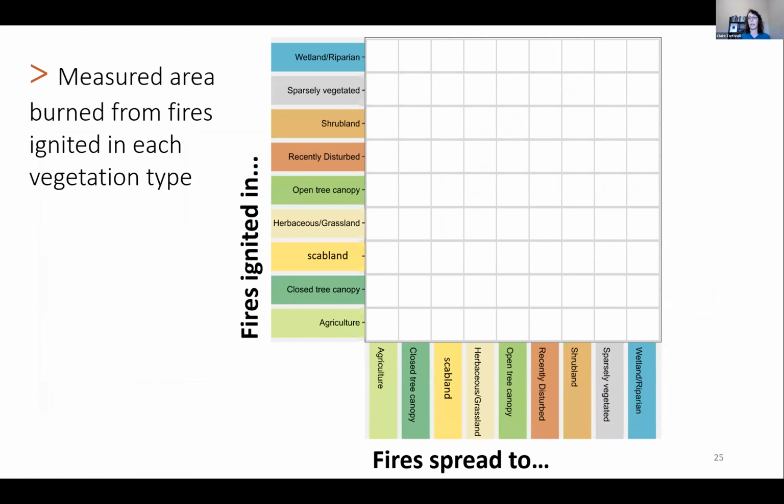But what we were most interested in is really, how is fire transitioning between scablands and the other areas? We kind of expect there to be more fire in the scablands because we've increased fuels in the scablands. But what else is going on at the landscape scale? So we measured all the fire transitions in the area burned from fires ignited in our vegetation types here on the y-axis, and we looked at how much area of these vegetation types on the x-axis those fires burned into.